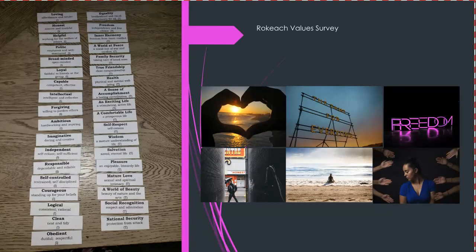The Rokeach survey is a values classification instrument that allows you to assess what terminal and instrumental values are at the top of your list. I have always been an honest person who loves effortlessly, cares deeply, and sees the best in everyone. It was interesting to see my values survey reaffirm that.